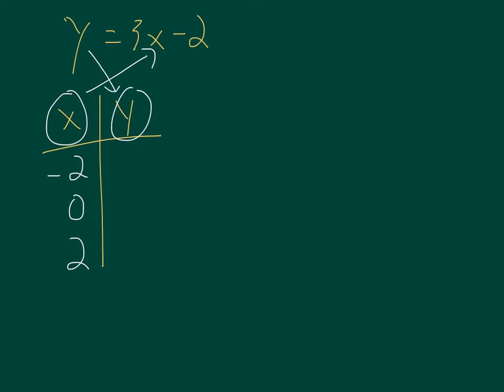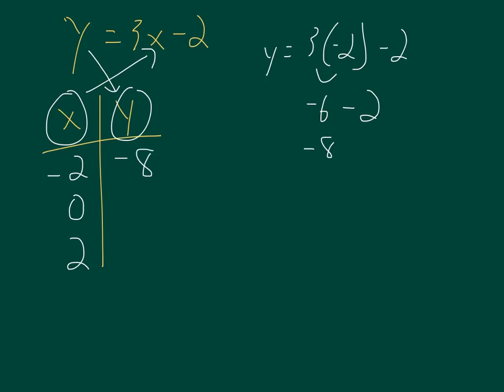Okay, so if I plug in negative 2, I say y equals 3 times negative 2 minus 2. 3 times negative 2 is negative 6, minus 2 is what? So I'd say that y is negative 8. If I plug in 0, I'd say y equals 3 times 0 minus 2. 3 times 0 is not 1 or 15. It's actually still just 0. Minus 2 is negative 2.